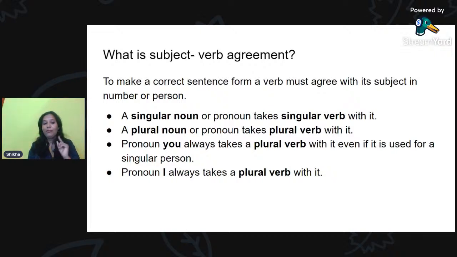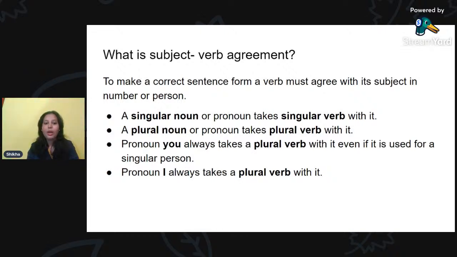It means if your subject is singular. Now, a subject could be a noun or a pronoun. Okay, so as a noun, you can use somebody's name like Neha, Priyanka, or any place name, any country's name like Bangalore or India, or you can use a pronoun like he, she, they. All these are our subject. So, if our subject is singular, our verb should also be singular. And the second point is if our subject is plural, our verb should also be plural.